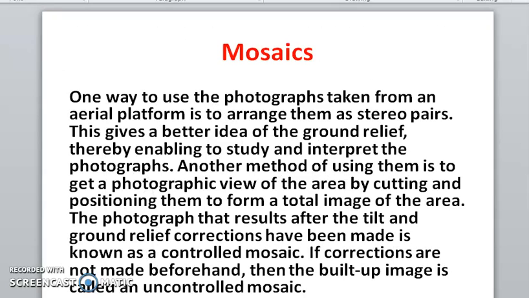One way is to arrange the photographs taken from the aerial platform in stereo. This gives a better idea of the ground relief, and therefore is useful for the study of the interior of the photograph. Another method is to view the area by cutting the central portion from each photograph and building the total image of the area. This results in tilt and ground relief errors; correction is made to control the mosaic. If the corrections are not made beforehand, the built-up image is called an uncontrolled mosaic.